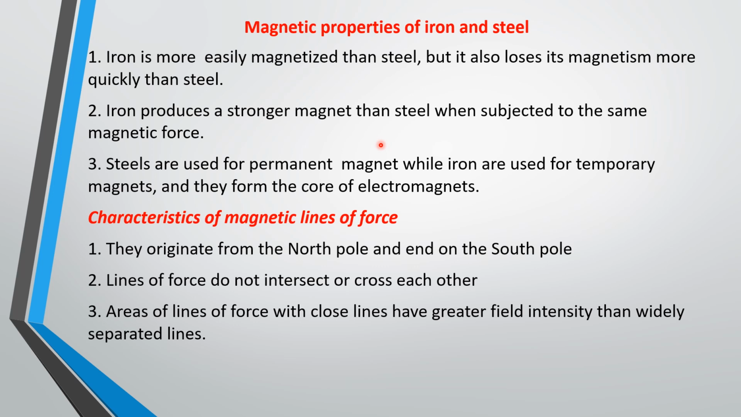So if you bring out the core of every rotating equipment, even your generator, if you bring out the coil of a generator and you bring out the armature that is inside, it is this soft iron core that is there. Okay, the characteristics of magnetic lines of force.